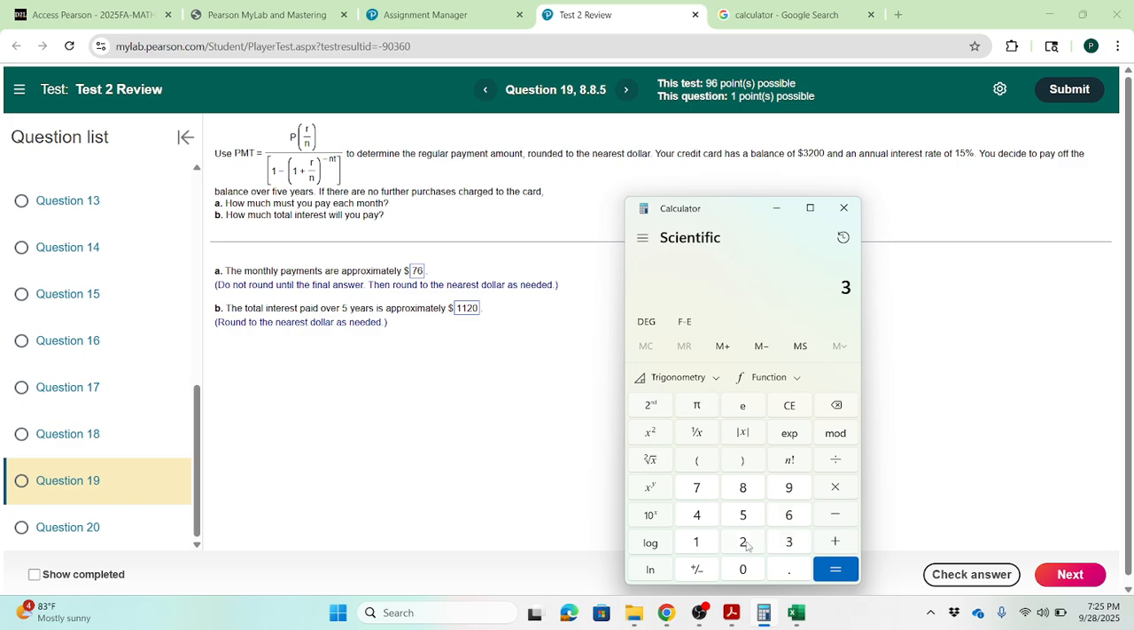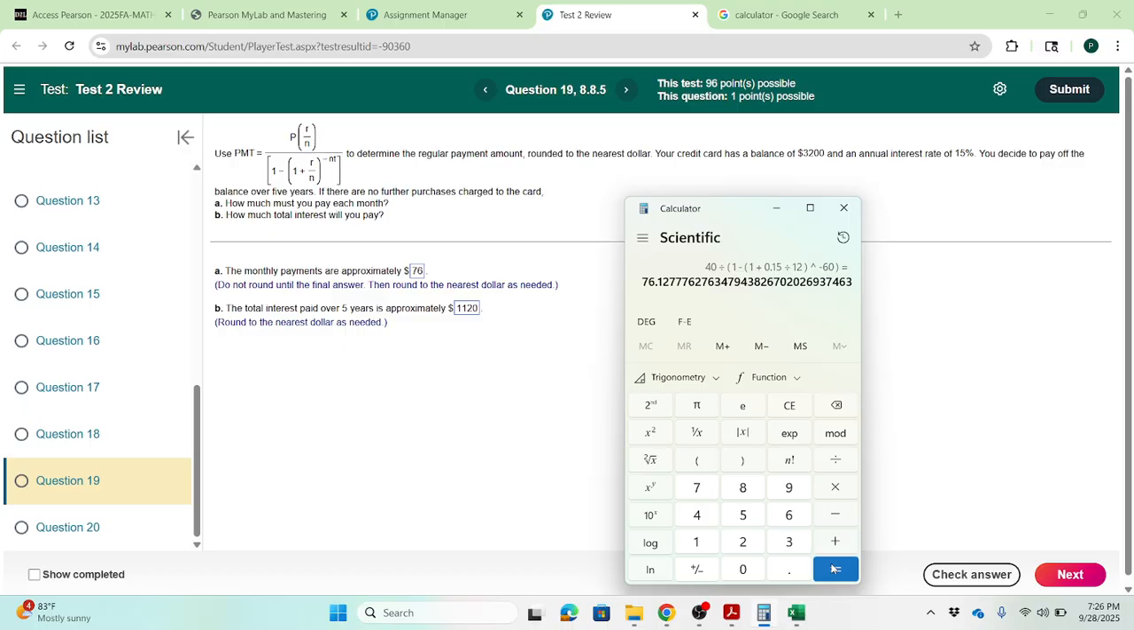It's 3,200, right? Times the interest rate 15%, divided by the monthly payments, it's a 12, enter, divide by parentheses 1 minus another parenthesis 1 plus 0.15 divided by 12, parenthesis close, power, and then 12 times 5, which is 60, minus, parenthesis close, enter, which is $76.12, 13 cents.